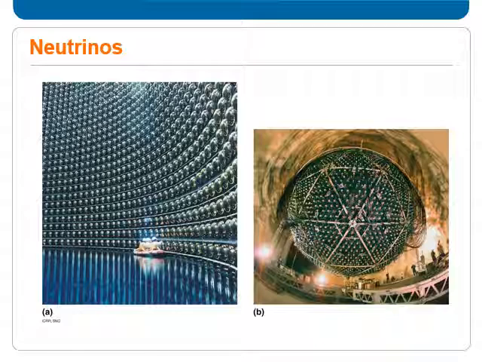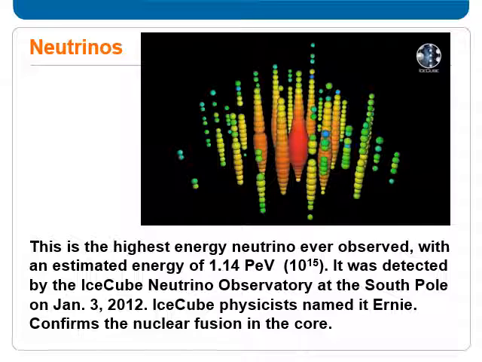Unfortunately, they are no more likely to interact with Earth-based detectors than they are with the Sun. The only way to spot them is to have a huge detector volume and to be able to observe relatively rare, indirect, single interaction events. This is the highest energy neutrino ever observed. With an estimated energy of 1.14 peta-electronvolts, peta is the prefix meaning 10 to the 15, it was detected by the IceCube Neutrino Observatory at the South Pole on January 3, 2012. IceCube physicists named it Ernie. The detection of high-energy neutrinos like this confirms that nuclear fusion occurs in the core of the Sun.